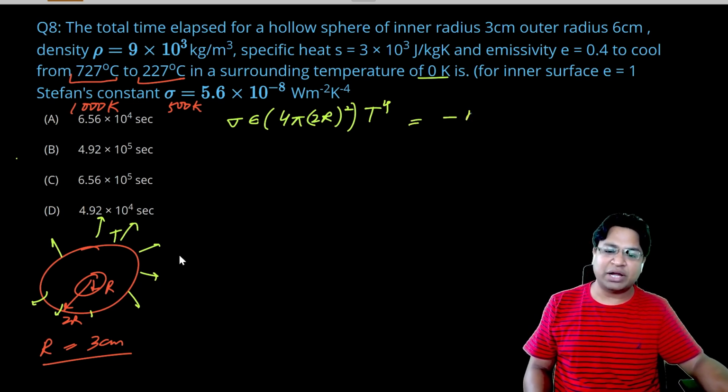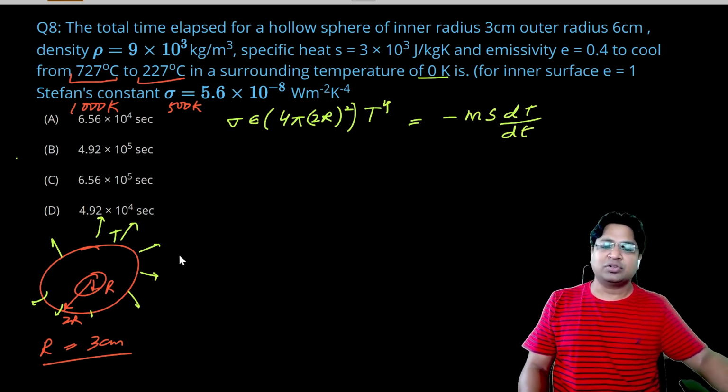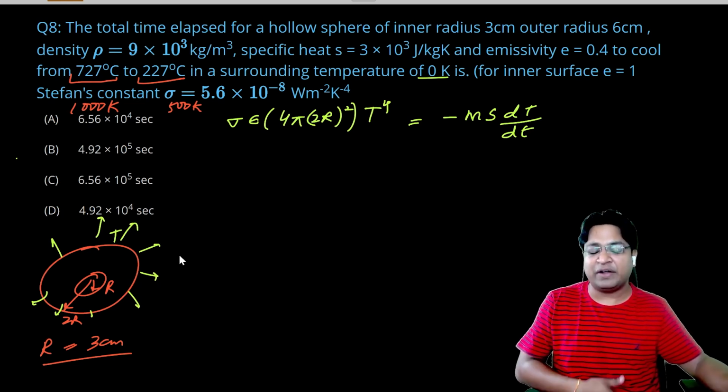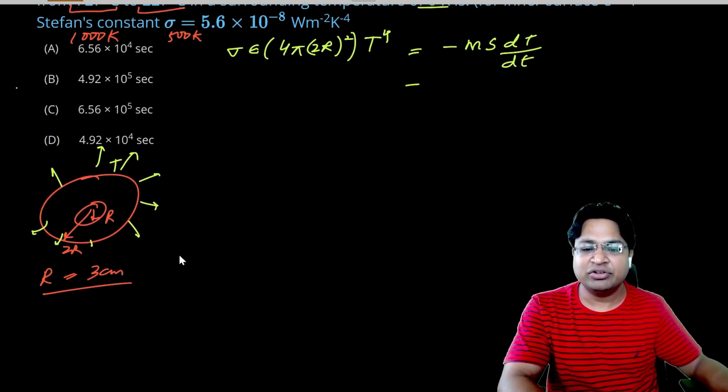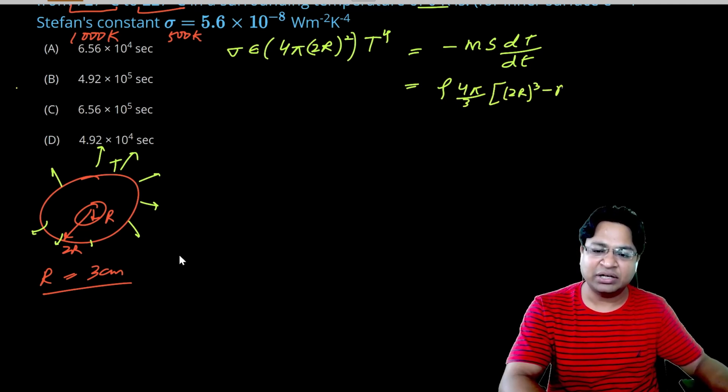So this should be equal to minus m s dT by dt. So this is the equation, and from here we have to solve. Before substituting numbers, let's see what we can get rid of, so that we can reduce our calculation. So mass will be written as density into volume. Now volume will be written as 4 pi by 3 times the outer radius cubed minus the inner radius cubed. And then s into dT by dt. So this is what we have to finish.